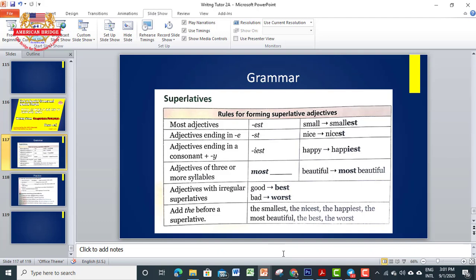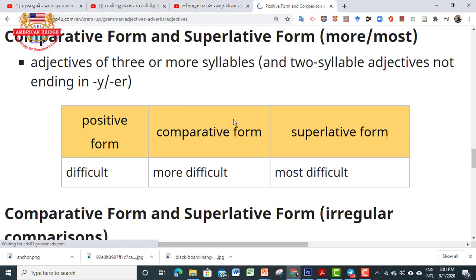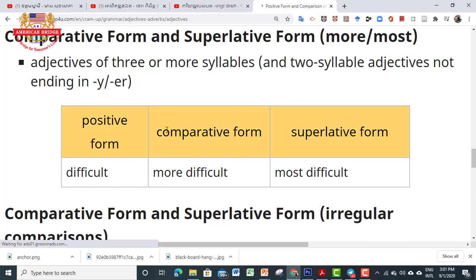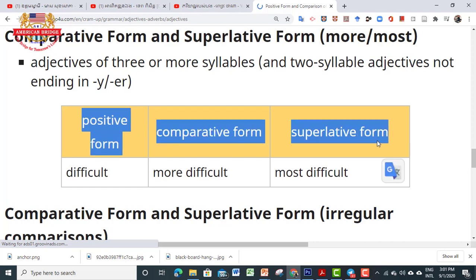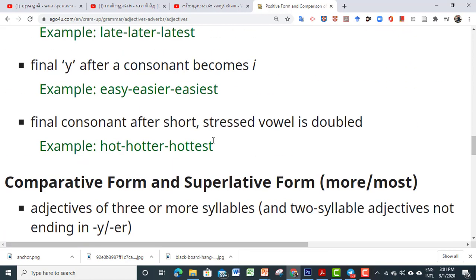To further understand, the teacher would like to show you here. We have the comparative form and the superlative form. You see that adjectives are divided into three different degrees: the positive form, the comparative form, and the superlative form. Like the word difficult, more difficult, and most difficult. This is for long syllable adjectives.